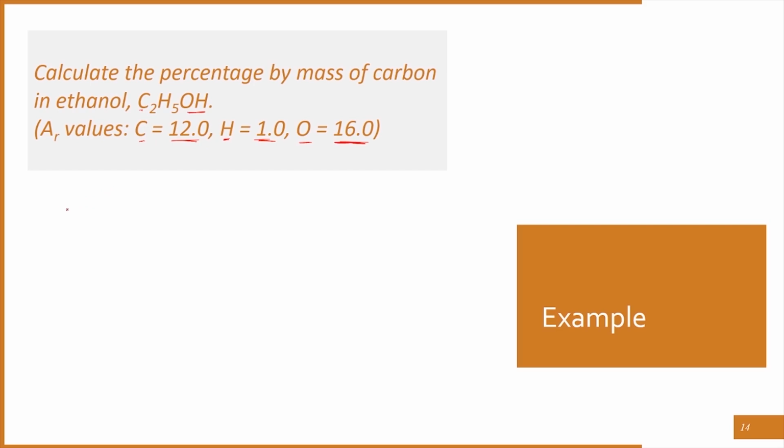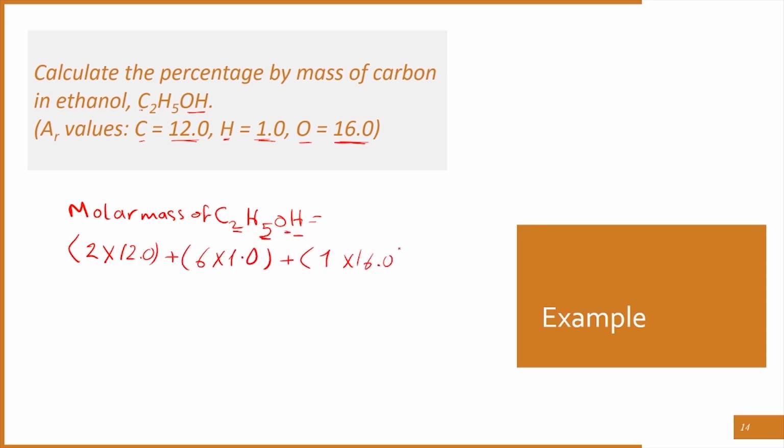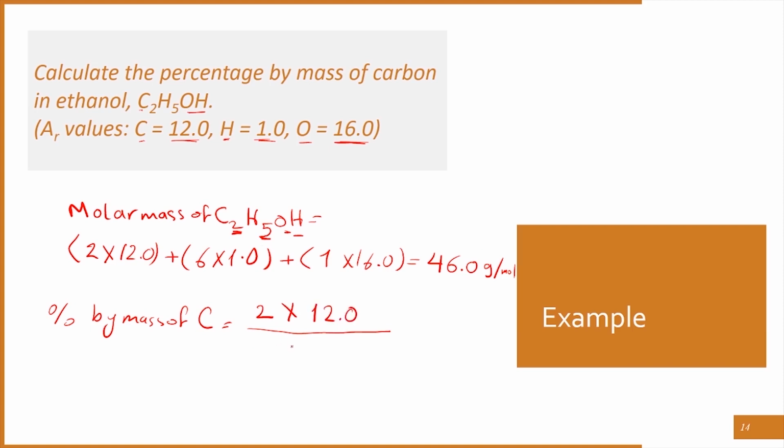First, we calculate the molar mass of ethanol. 2 carbons times 12 plus 6 hydrogens times 1 plus 1 oxygen times 16, equal to 46 grams per mole. The percentage by mass of carbon is equal to 2 carbons times 12.0 divided by the molar mass of ethanol 46.0 grams per mole, multiplied by 100 to convert it to percentage, equal to 52.2%.